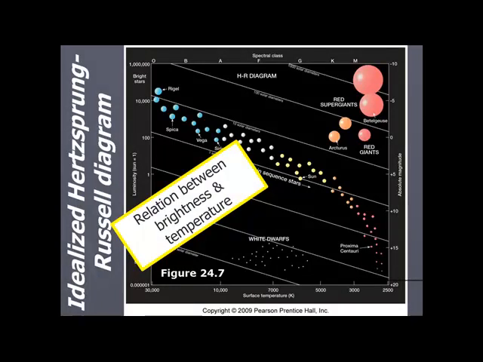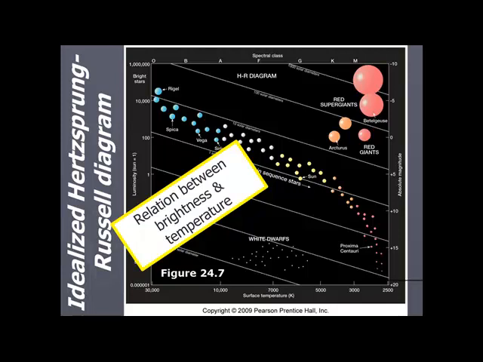In order to organize stars that exist in our universe, they've been classified using what's called the idealized Hertzsprung-Russell diagram. This diagram maps out different aspects about the stars, specifically the brightness and the temperature. You'll see on this graph the temperature is along the bottom in Kelvin, so you have very hot stars all the way to the left of the graph, and cooler stars on the right.